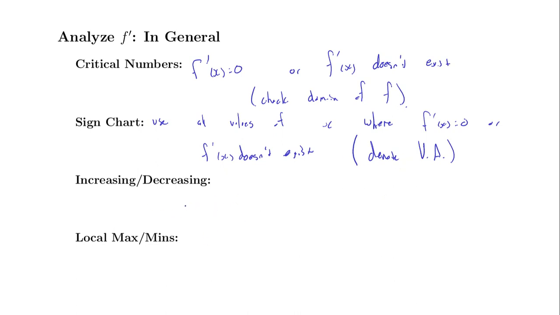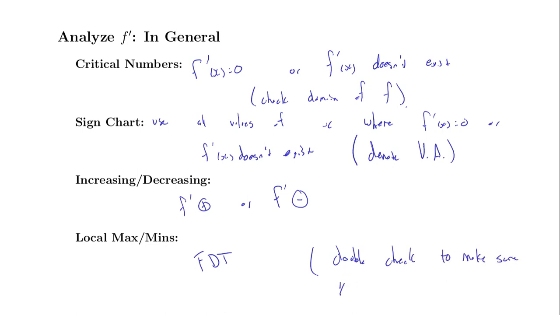So for the increasing, decreasing stuff, we're going to remember that we're looking really at where the first derivative is positive or the first derivative is negative. And then local maxes and local mins, we use the first derivative test. And again, I'm going to say double check to make sure you're talking about a critical point.